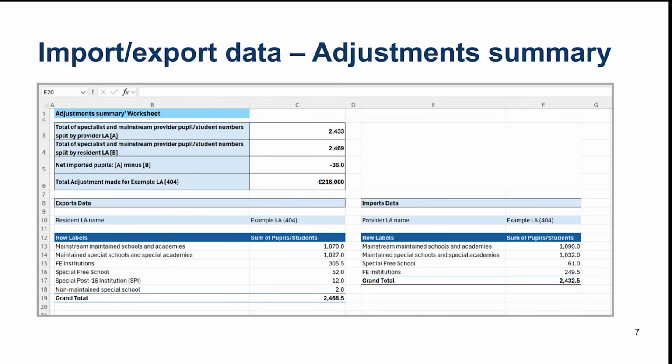If you are concerned about the adjustment not being as expected, the provider type can help to inform whether there may be an error. For example, it may be here that they hadn't considered the special post-16 institutions or non-maintained special schools, or if they're actually funding 400 places at colleges in their area, the 249.5 FE imports could suggest that there's actually an error. This is why we make the school and college level data available, and it can help in such cases.